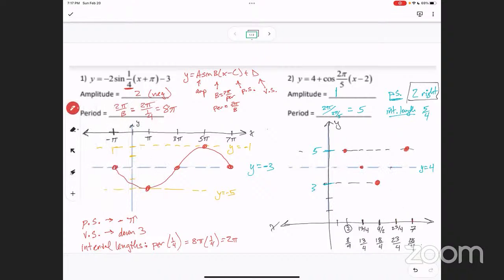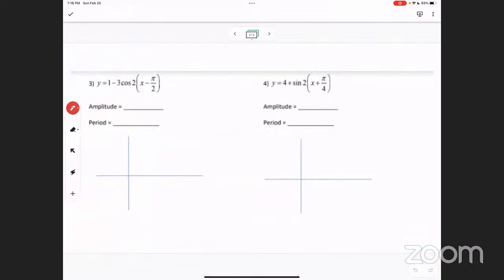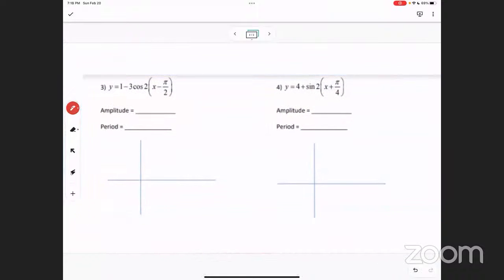And then just draw your graph in. And there's your cosine graph. Okay, good. Crank these out real quick. I'm just going to do these real quick for you, okay?